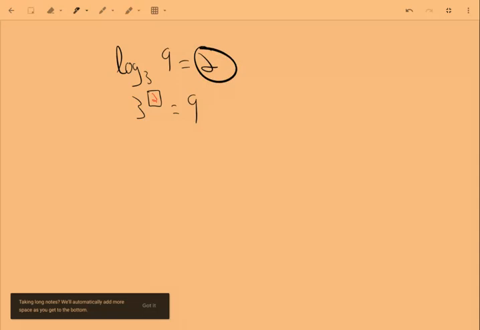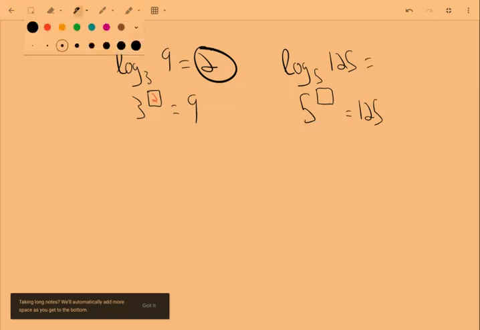Okay. So let me do a couple of others. If I wanted to do, say, log base 5 of 125. Again, what that's really asking is 5, that's the base, to what exponent, 5 to what power is equal to 125? And we should know that the answer to that is 5 cubed equals 125. So the answer in this case would be 3.